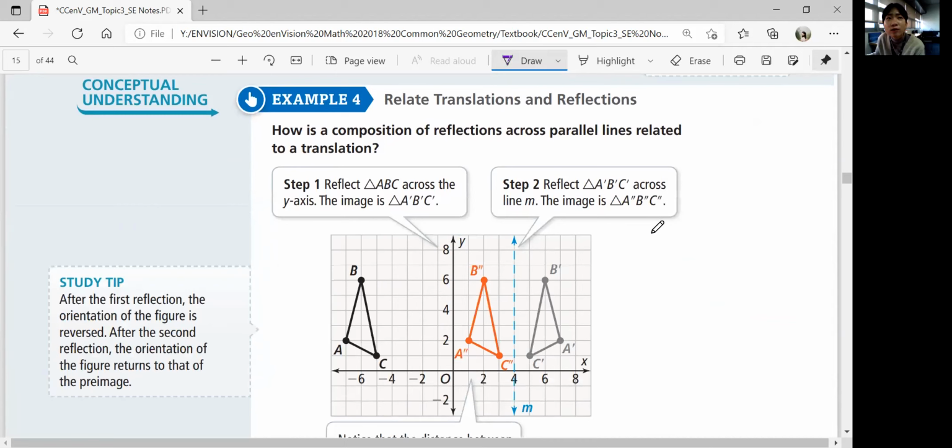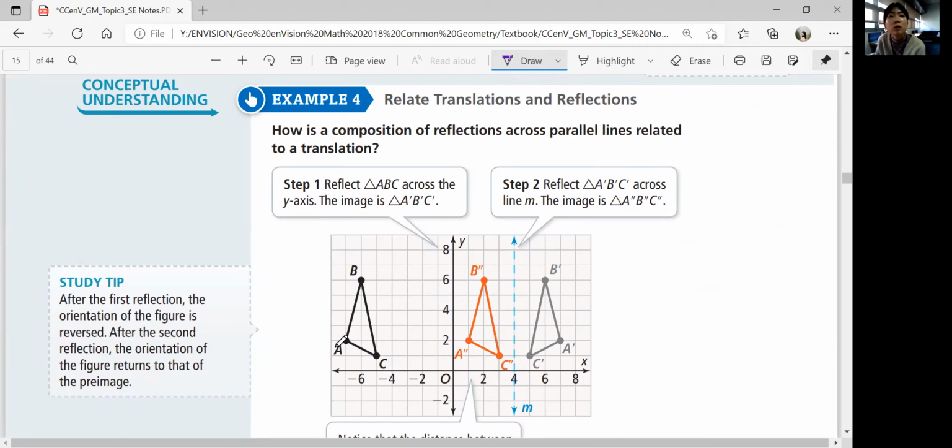Example 4. Relate translations and reflections. What if you have translation and reflection? How are they related? How is the composition of reflections across parallel lines related to a translation? Look at triangle ABC, and then we got A prime, B prime, C prime. And then we have A prime prime, B prime prime, C prime prime. Okay, we have two transformations shown.